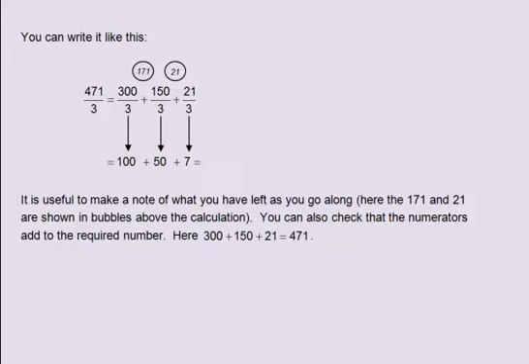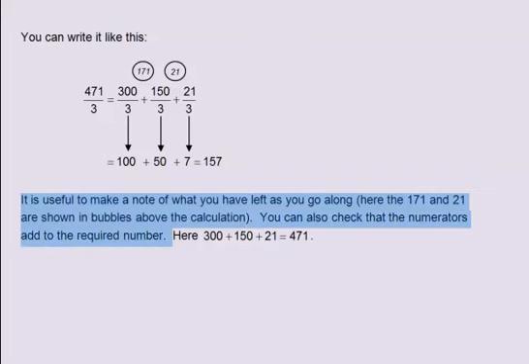So, 471 over 3 equals 100 plus 50 plus 7, which equals 157. It is useful to make a note of what you have left as you go along. Here, the 171 and 21 are shown in bubbles above the calculation. You can also check that the numerators add to the required number. Here, 300 plus 150 plus 21 equals 471.